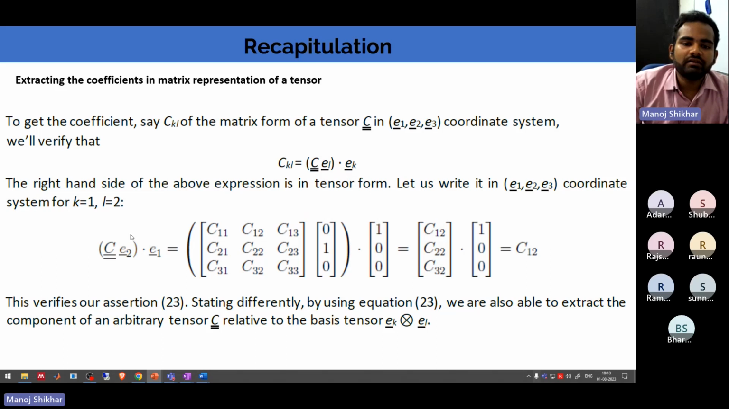As an example, here it has been shown that we want to extract C12 from this. So what will we do? CKL, so K is 1, L is 2. We will first multiply this tensor C with E2. Then we will take a dot product with E1. So we will get this C12 component. You can also verify it for the rectangular Cartesian coordinate system. You can do it yourself also.